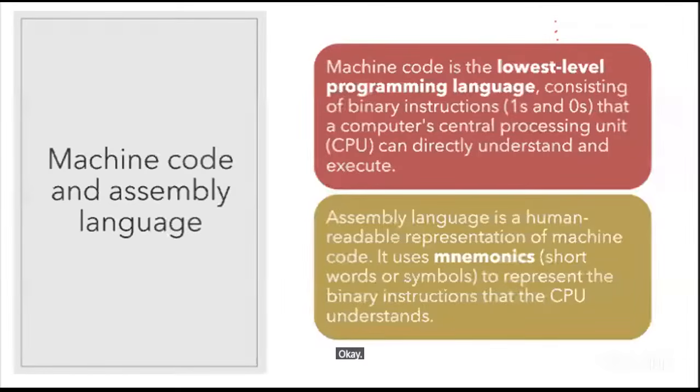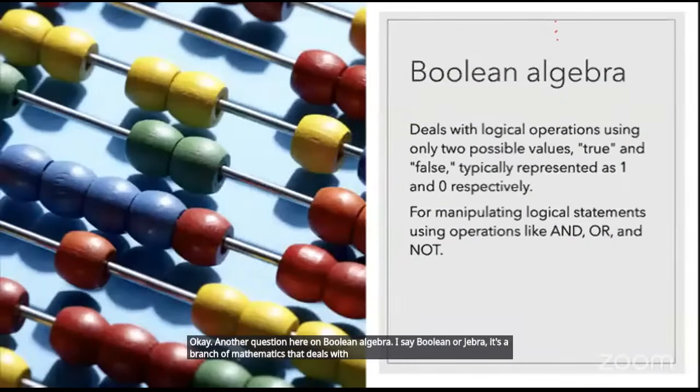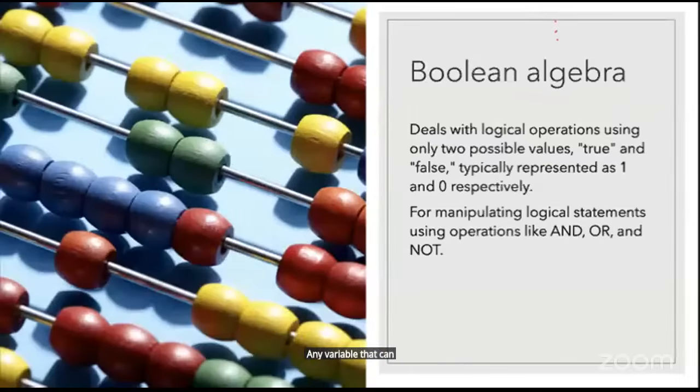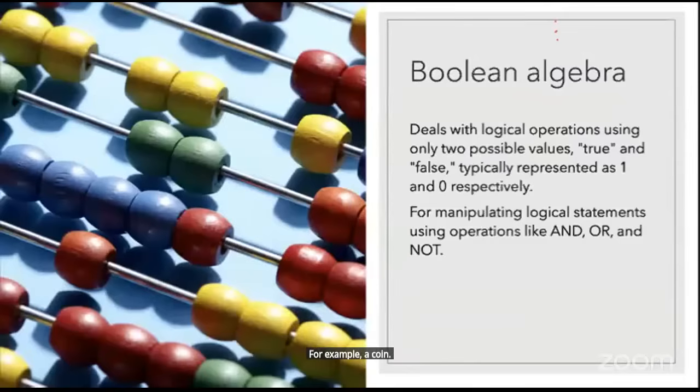Another question here on Boolean algebra. I say Boolean algebra is a branch of mathematics that deals with variables that can have one of two possible values. Any variable that can take just two values, then we are talking about a Boolean variable. For example, a coin. A coin can take only two values, either the face or the tail. So you can call the face 1. You can call the tail 0.